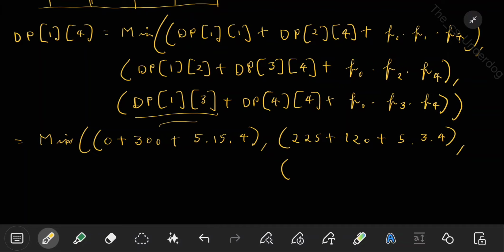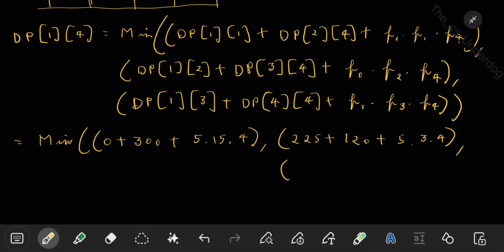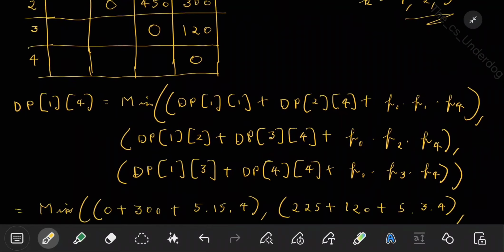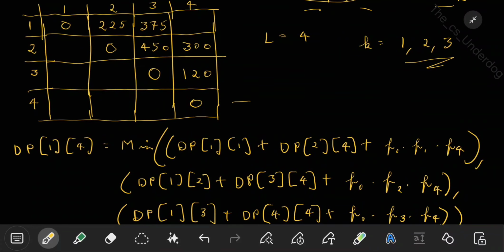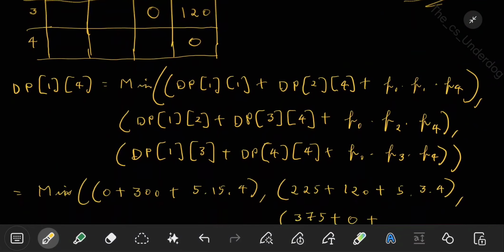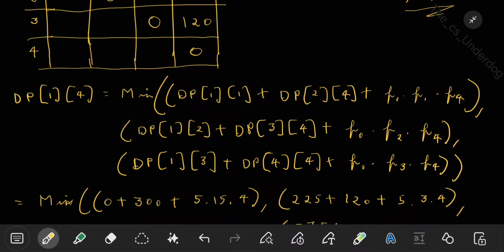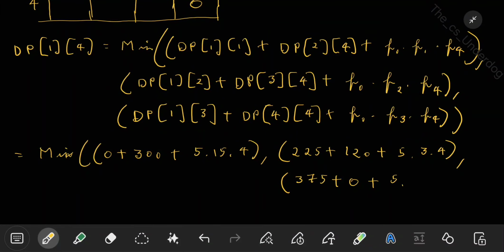Third one is dp13. dp13 value is 375. So we have 375 here plus dp44. dp44 value is 0. So that will be 0 plus what will be p0, p3, p4. This value will be P0, P3, P4, which will be 5 into 10 into 4.